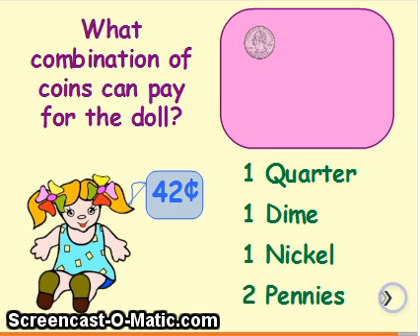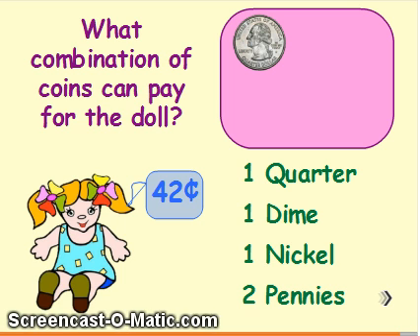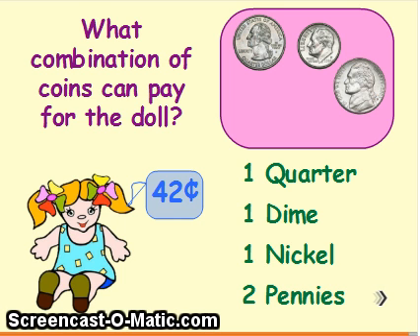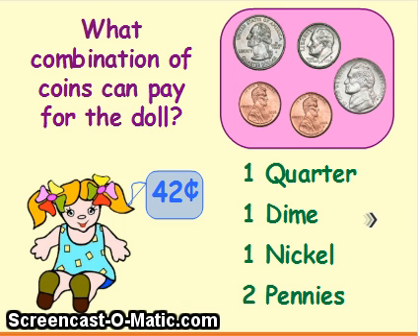We know that 1 quarter equals 25 cents. 1 dime is 10 cents. That makes 35 cents. 1 nickel is 5 cents. So 35 plus 5 is 40, leaving only 2 pennies to add up to 42 cents. So 25 cents a quarter, plus 10 cents a dime, plus 5 cents a nickel, plus 2 pennies, 2 cents, equals 42 cents.